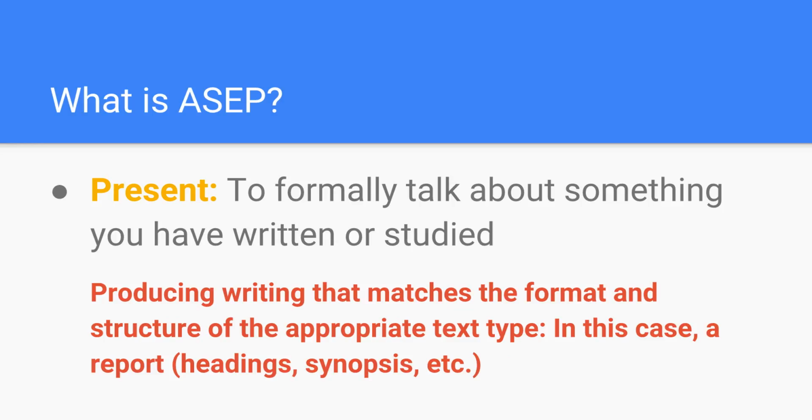Notice here that we are formally talking about something you've written or studied. So in English, we're particularly concerned with the fact that your writing matches the format and structure of the appropriate text type. In this case, you're writing a report, which means when you give me a paper that has headings and a synopsis, then you have followed the text type. You have presented your information to me appropriately. But these 4 skills are not just for your report, okay? They fit with all of the writing process.